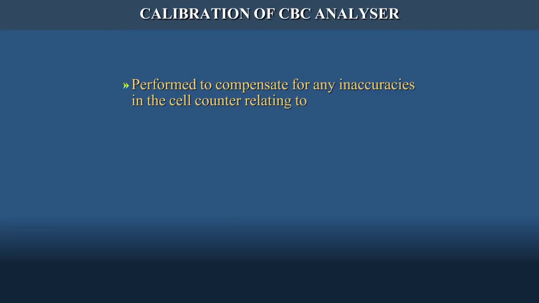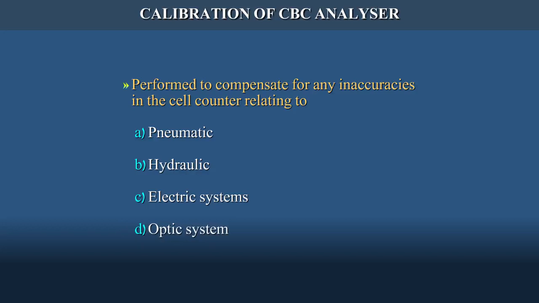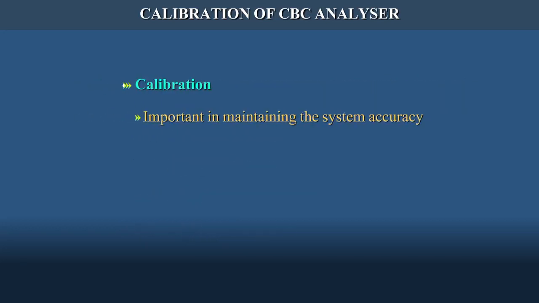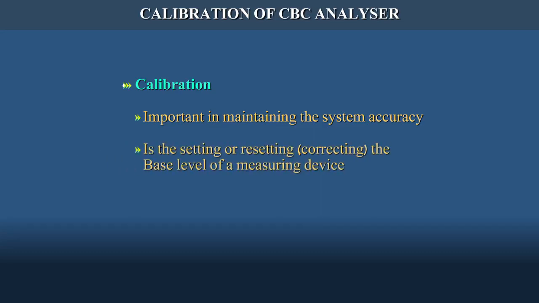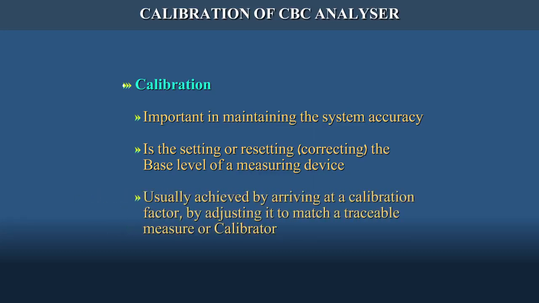Calibration of CBC analyzer. Calibration is performed to compensate for any inaccuracies in the cell counter relating to pneumatic, hydraulic, electric systems, optic system. This is very important in maintaining the system accuracy. Calibration is the setting or the resetting, that is correcting the base level of a measuring device, testing system or equipment, usually achieved by arriving at a calibration factor by adjusting it to match a traceable measure or calibrator.